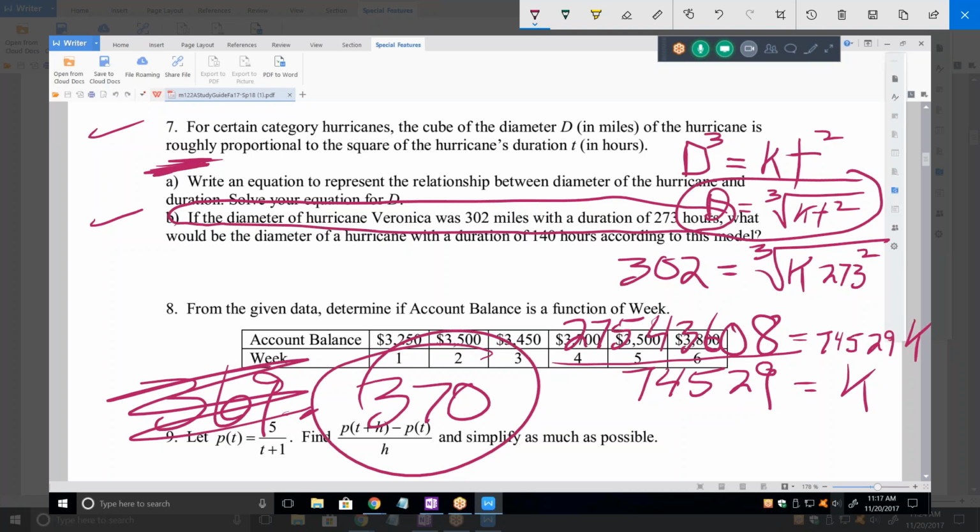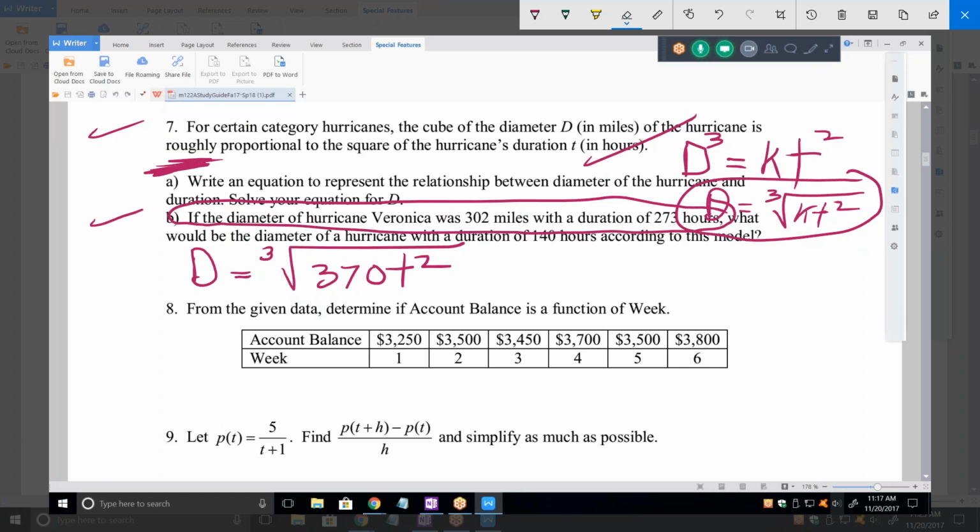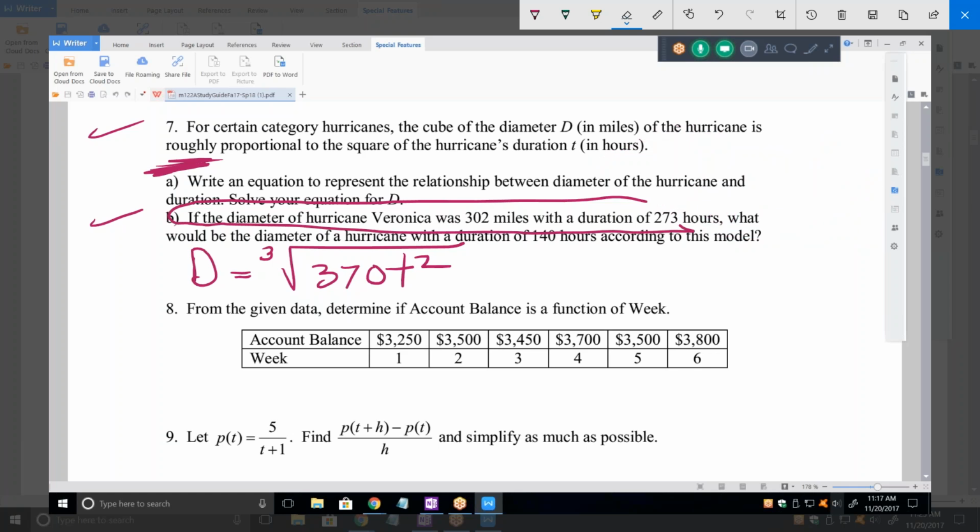Now, what is our equation? When I say now, I don't mean the general equation. What is the specific equation for hurricanes? D is equal to what? The cube root of 370 times t squared. Yeah. And now we can answer every question they might ask about hurricanes. All hurricanes, but not tornadoes, not snowstorms, just hurricanes.